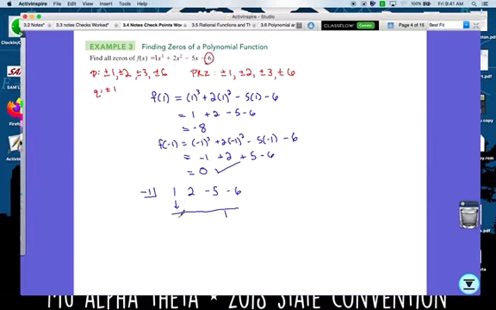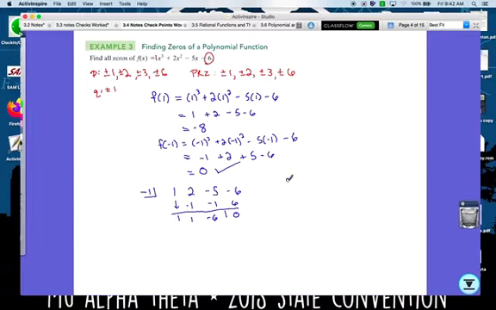You bring down the 1, multiply it by the negative 1 to give you negative 1. 2 plus a negative 1 is 1. 1 times a negative 1 is negative 1. Negative 5 plus a negative 1 is negative 6, excuse me. Negative 1 times negative 6 is positive 6, which gives me 0, which I need to have that 0 there.